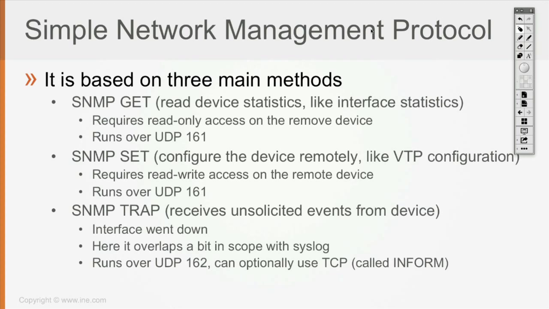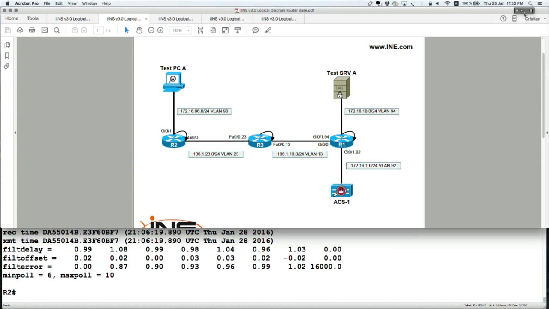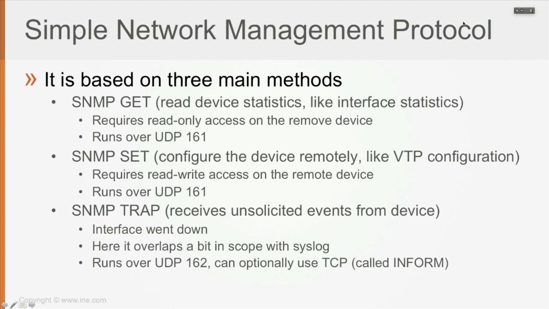We have also the SNMP set, which is an action initiated again by the SNMP manager towards the SNMP agent in order to configure the agent remotely, for example, like VTP configuration. This requires read-write access from the manager to the agent, because the manager is going to actually change the agent's configuration. So most commonly seen is going to be like VTP configuration or VLAN configuration, which can be pushed remotely from the SNMP server or SNMP manager.